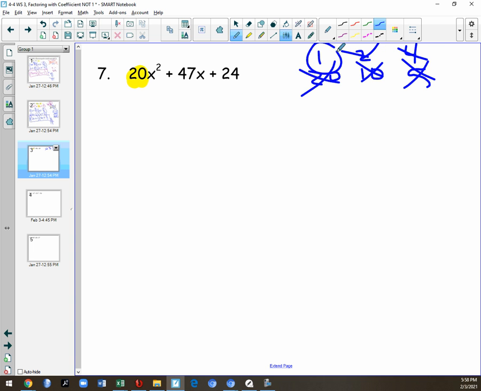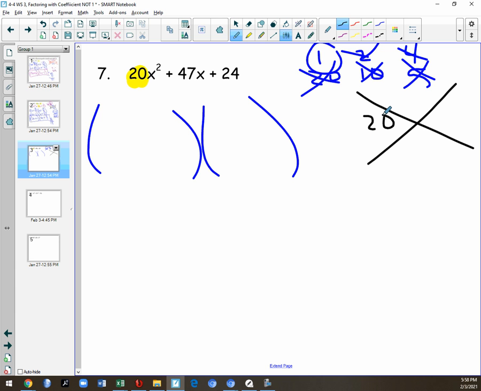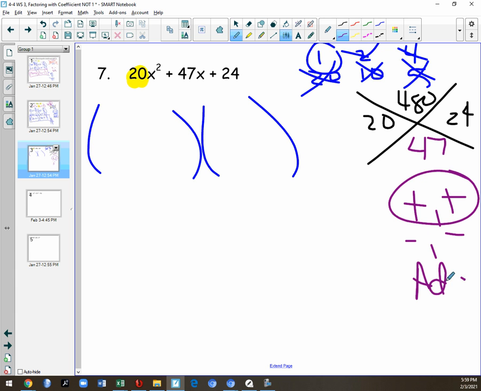Which means I have a 1, and that is the only thing. Which means I simply have to put this into 2 binomials. So the very first thing I'm going to do is have a 20 as my A and a 24 as my C. 20 times 24 is going to give me 480. And I have to obtain a positive 47, which means I need to use plus plus, and I'm going to add. So this is going to be x plus, and this is going to be x plus.